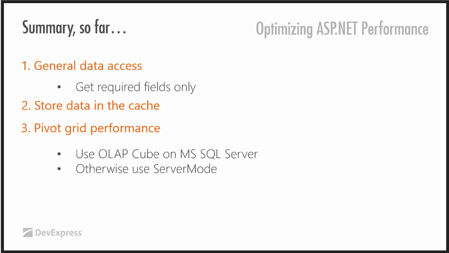The second tip was using cache. If you store data in the cache, you can get huge performance improvements. But you have to be careful that you don't store large amounts of data and data that can change very often. So store static data that does not change very often, and you can get huge performance improvements, just like the data access tip above. And finally, if you're using a pivot grid, you can vastly improve performance by using an OLAP cube on Microsoft SQL Server, or use the new server mode feature that is part of the last release, 14.2. All of that is covered in part 1.